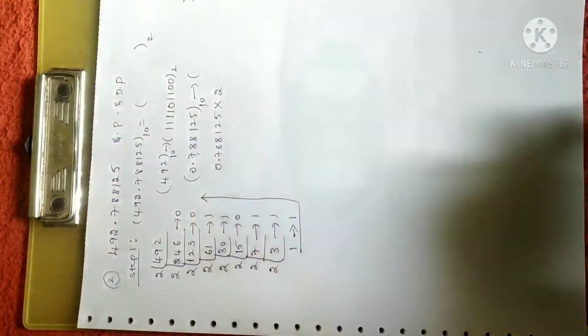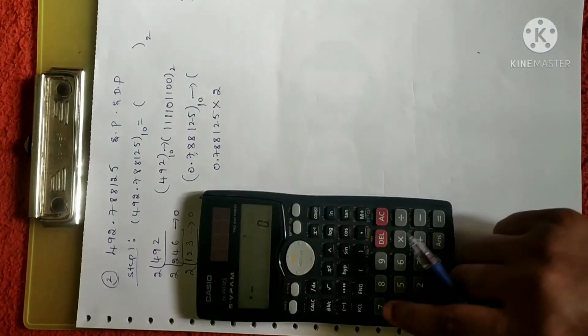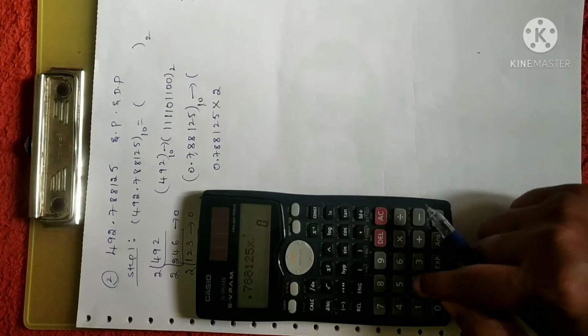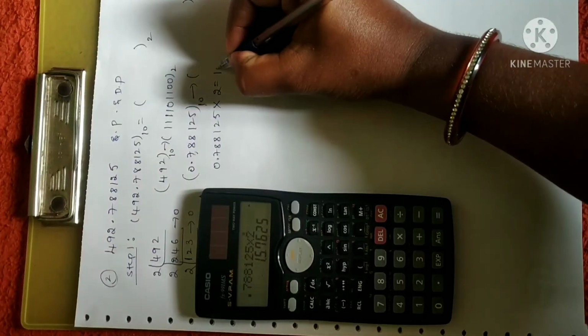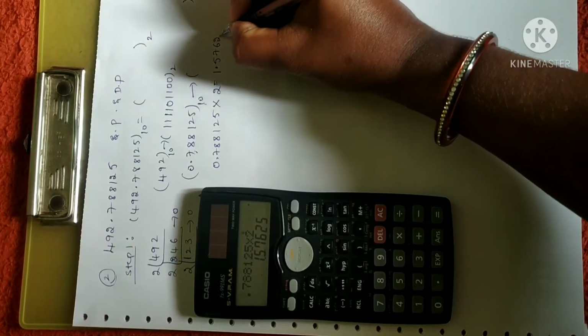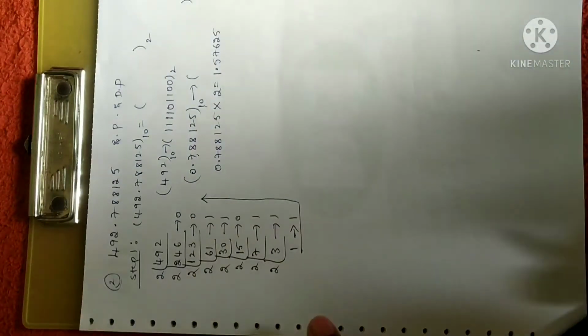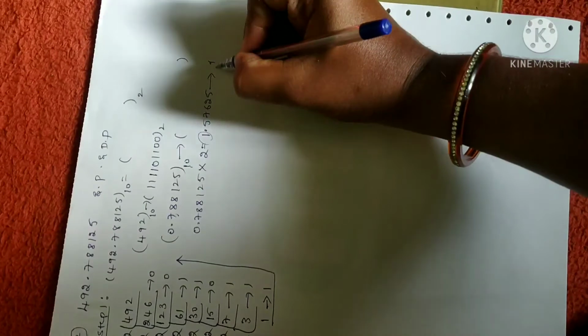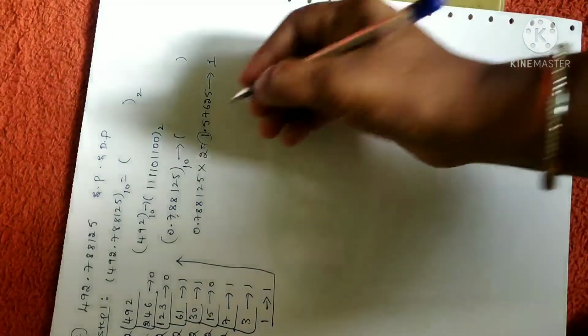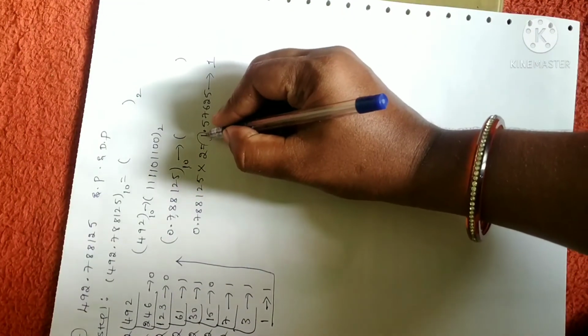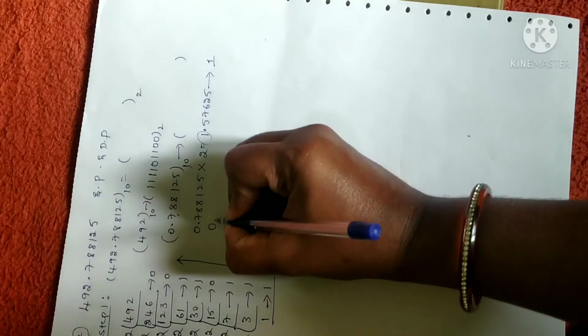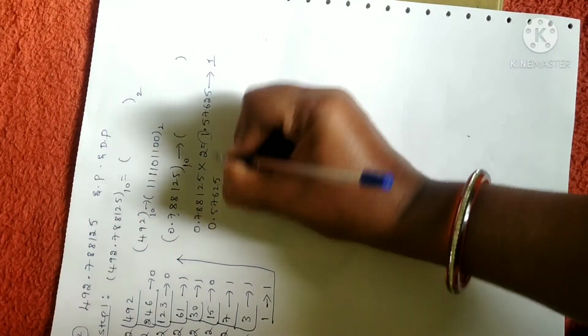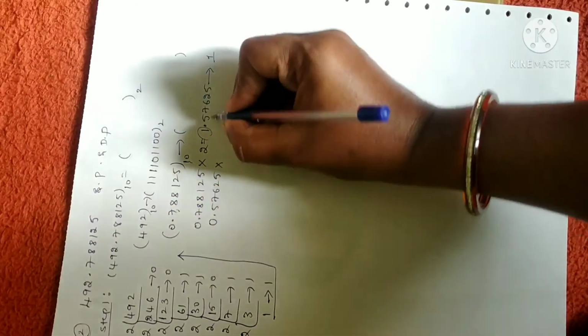Let me use the calculator, 0.788125 into 2. That will give us 1.57625. As I already clearly told you, when you have a decimal point, you have to write this digit as a remainder. So write 1 here. Clear? Now leaving this value, you have to take the value as 0.57625. Even though you have 1 here, you have to take 0.57625. Now again multiply it by 2.